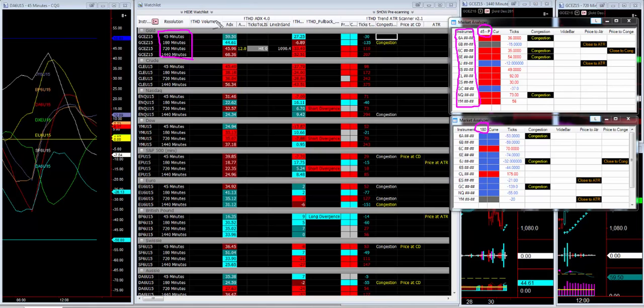Now, I do not have the volume divergence for NinjaTrader. We will be working on that when NinjaTrader 8 comes out. I do not have the pullback divergence for the current version of NinjaTrader. When NinjaTrader 8 comes out, we will be working on that. We also do not have the ADX in a market analyzer window. We don't have the ticks to line in the sand or the line in the sand. That is something, again, for NinjaTrader 8, we will be working on.